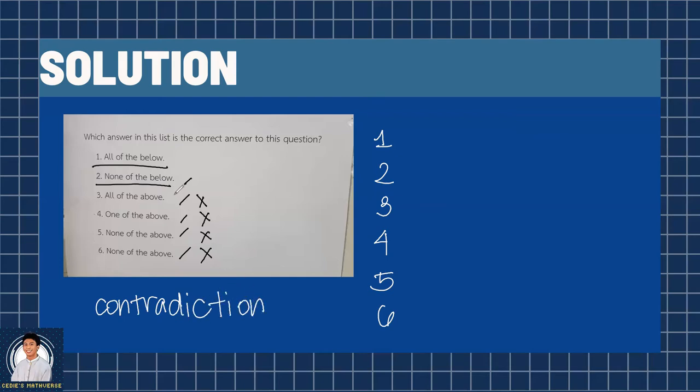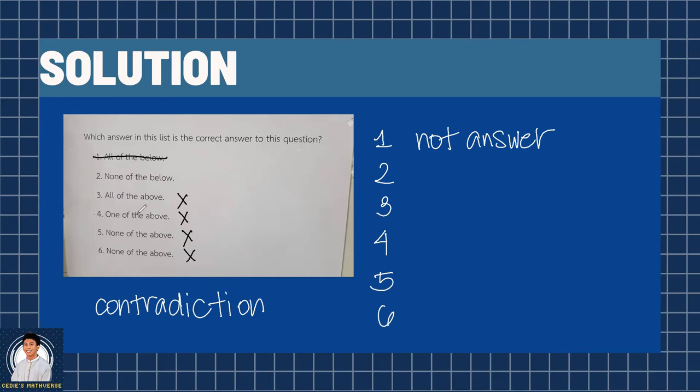Since there is a contradiction, then number 1 cannot be the correct statement, which means that number 1 is not our answer. Okay, let's cross here. Number 2 says none of the below, which means that 3 to 6 are wrong. Which means that we will revert the statement of each one, and the inverse of those statements are the correct ones. For number 3, we have not all of the above.